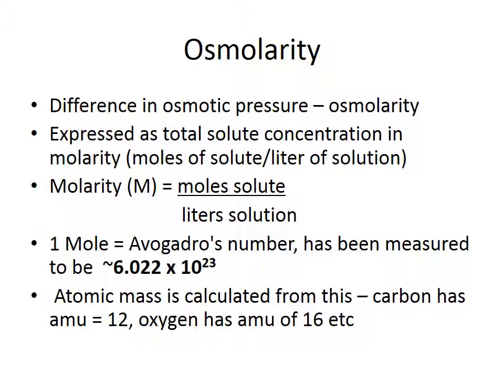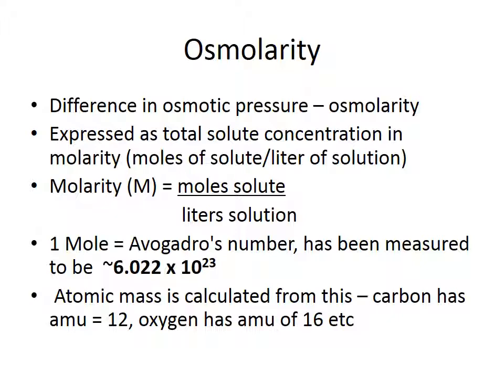1 mole, remember, is Avogadro's number, and that has been measured to be 6.022 times 10 to the 23. And Avogadro's number, remember, is just a unit. If you say a dozen, you automatically understand that means 12. Well, if you say Avogadro's number, you automatically know that it means 6.022 times 10 to the 23. It's just a unit of measuring how many things.